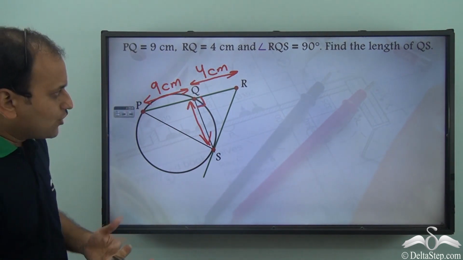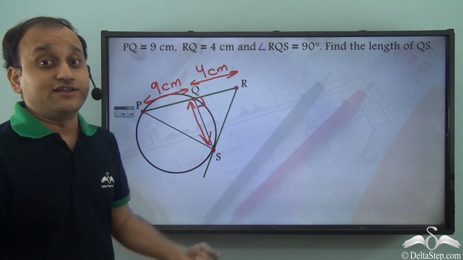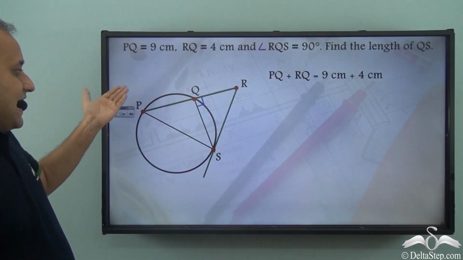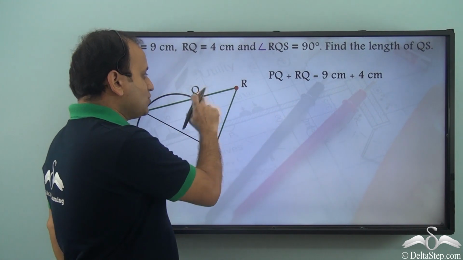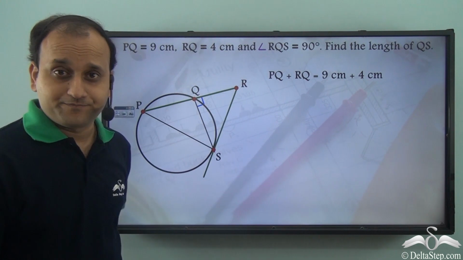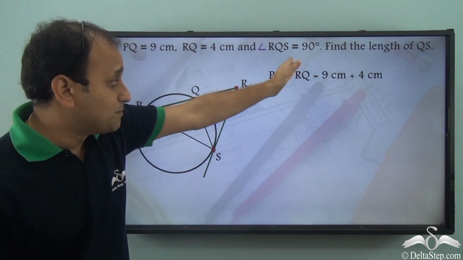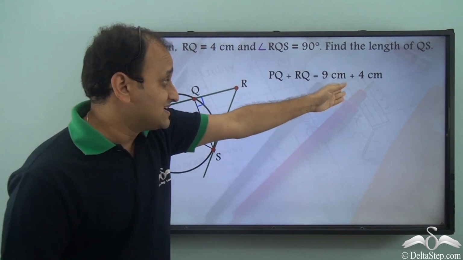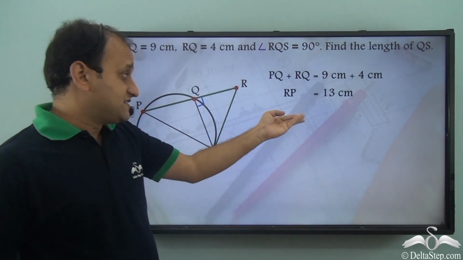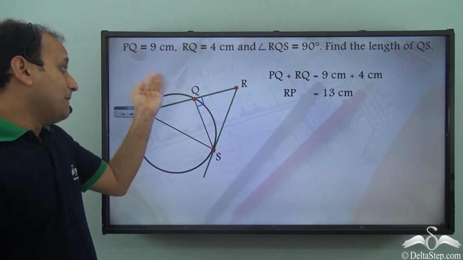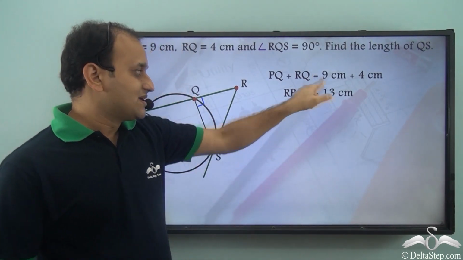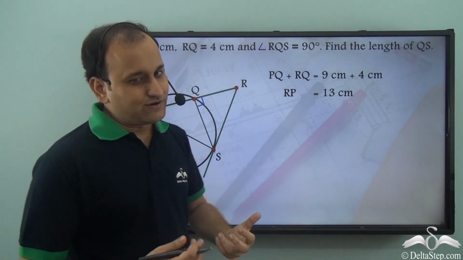Right? Now, how do we go about it? Well, we will use the theorem. So, first of all, we have the lengths of PQ and QR given to us. So, we can find the length of PR. So, PR is nothing but PQ plus RQ, that is 9 centimeter plus 4 centimeter, which gives us 13 centimeter. So, PR or RP is equal to 13 centimeter. So, this is one length which we were able to find out easily.